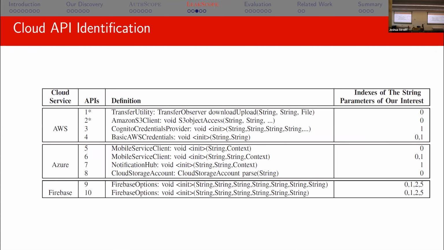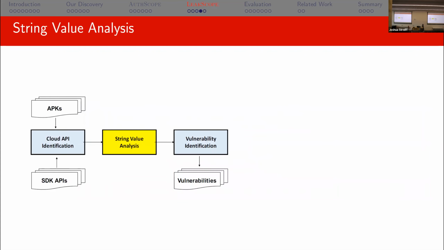So here are those APIs we are interested in. Not that many. You can see for Amazon AWS or Microsoft Azure or Firebase, those are the APIs. We know which parameters take the account key or root key. And so the first part, the only challenge there is to deal with obfuscation. So we have some techniques. If you're interested, you can read the papers.